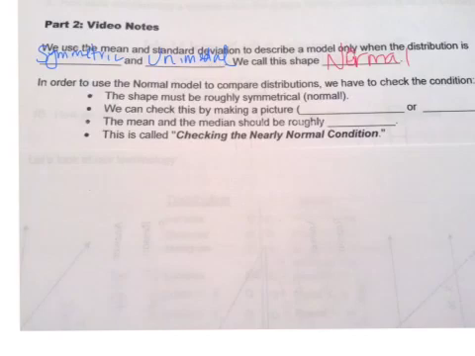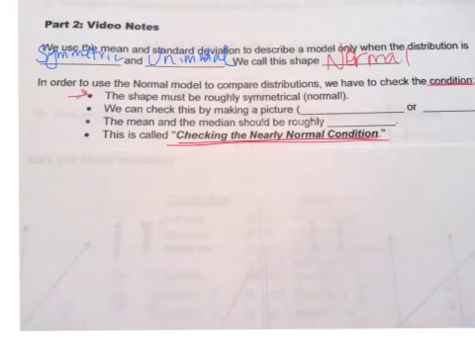In order to use the normal model to compare distributions, we have to check this condition. It's called checking the nearly normal condition. It's really, really important. And as we go through the year, you'll see that checking conditions is something that we do often. So the shape has to be roughly symmetrical.